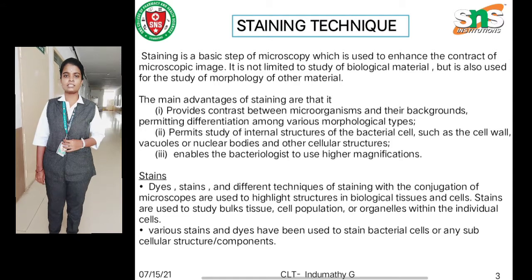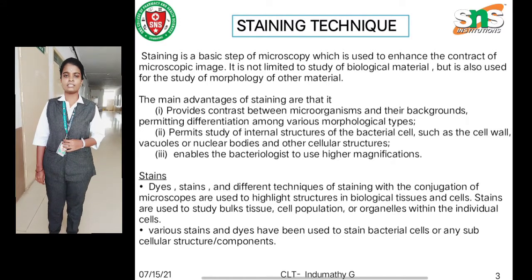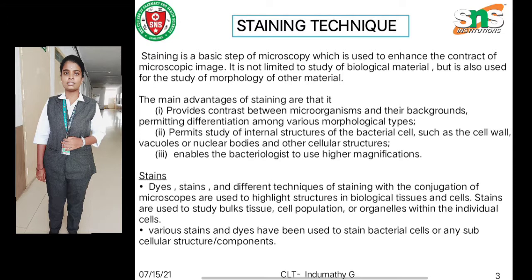The main advantages of staining are that it provides contrast between microorganisms and their backgrounds, and permits study of internal structures of bacterial cells. Dyes, stains and different techniques of staining in conjugation with microscopes are used to highlight the structures of biological tissues and cells. Stains are used to study bulk tissues, cellular populations, and organelles within individual cells.